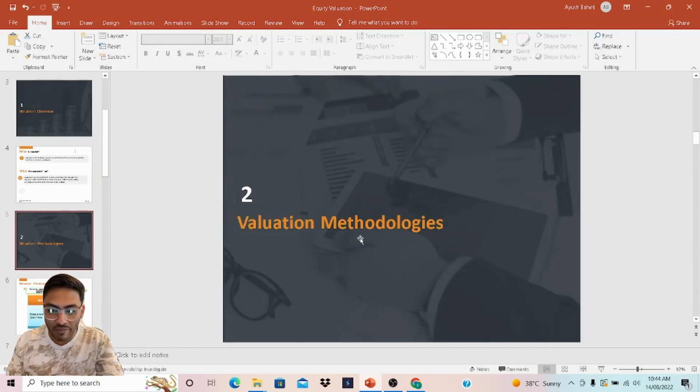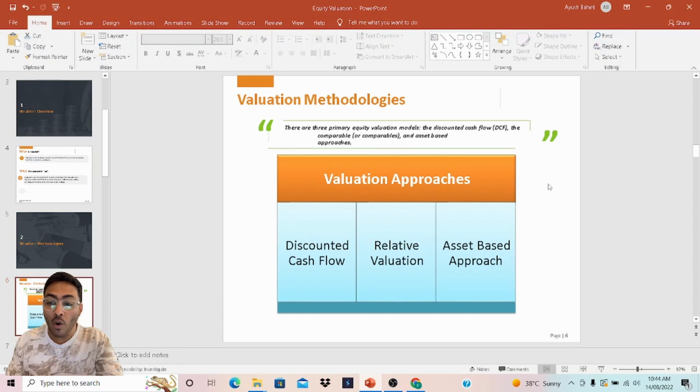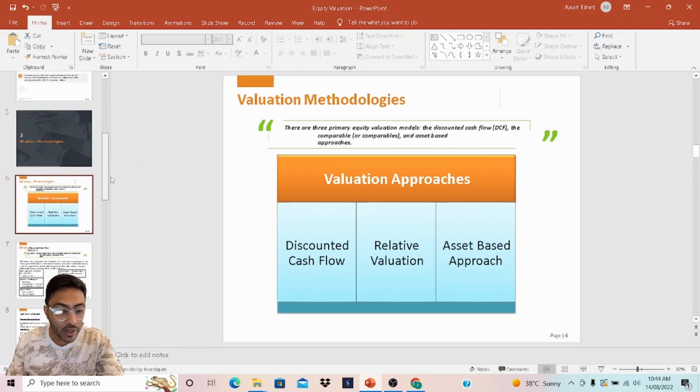So let's jump to valuation methodology. You know what valuation is and where to use it. Now, how to value a company is what we are going to understand here. Basically, there are three approaches to value a business. First is the discounted cash flow, second is the relative valuation, and third is the asset-based approach. We are going to go through each approach one by one.